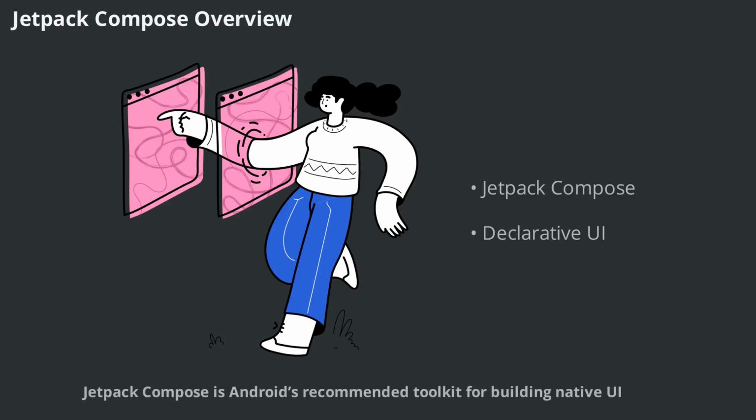Jetpack Compose is Android's recommended toolkit for building native UI. It simplifies UI development by using a declarative programming model. Instead of manipulating UI elements imperatively, you describe your interface with composable functions. This approach reduces boilerplate code, minimizes errors, and makes your codebase easier to maintain.